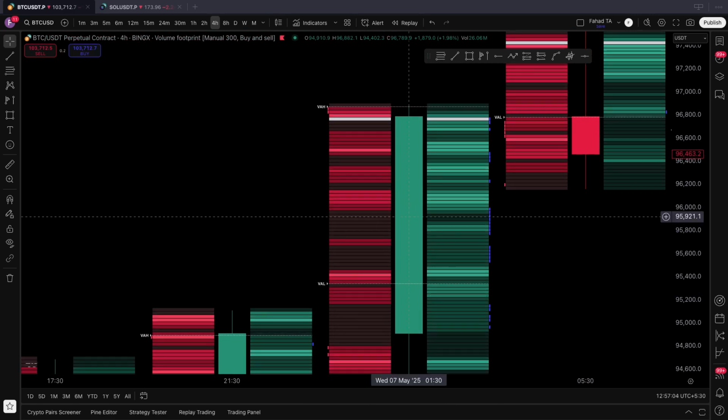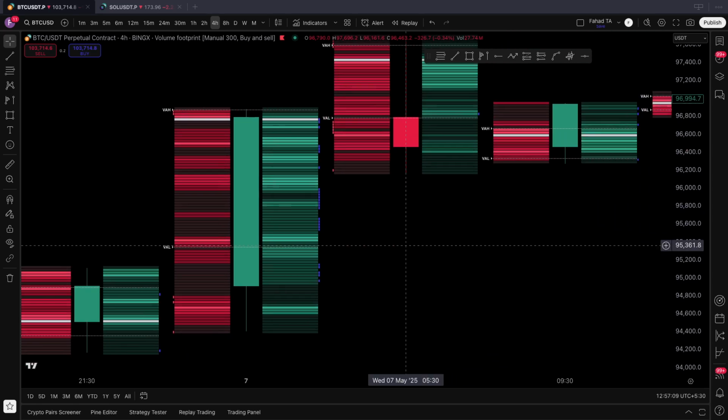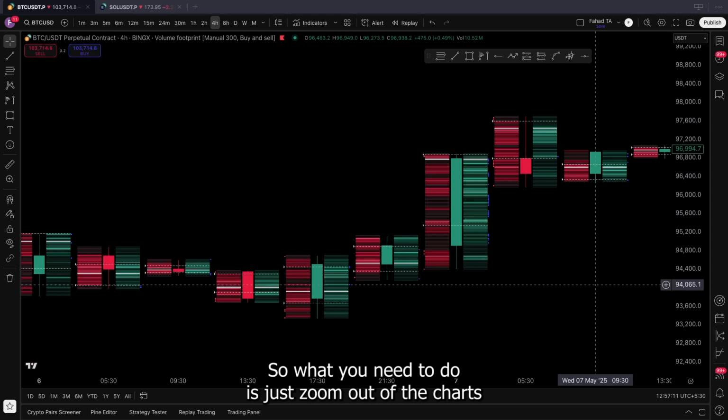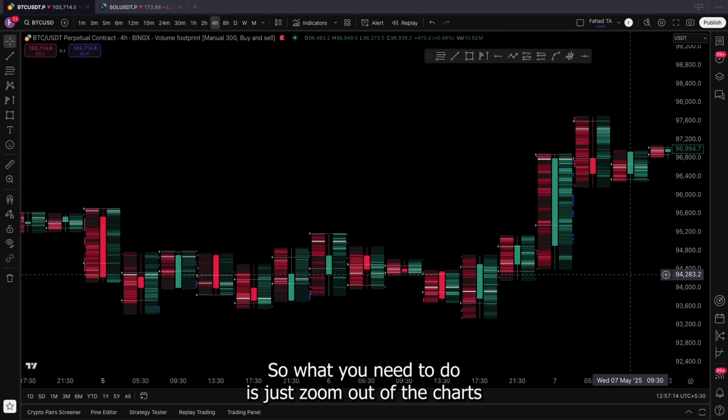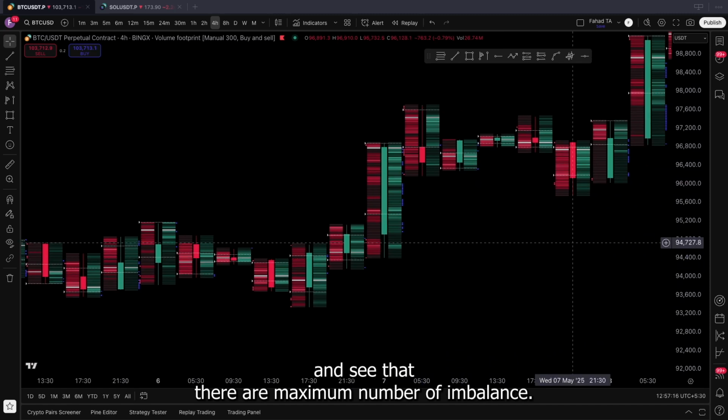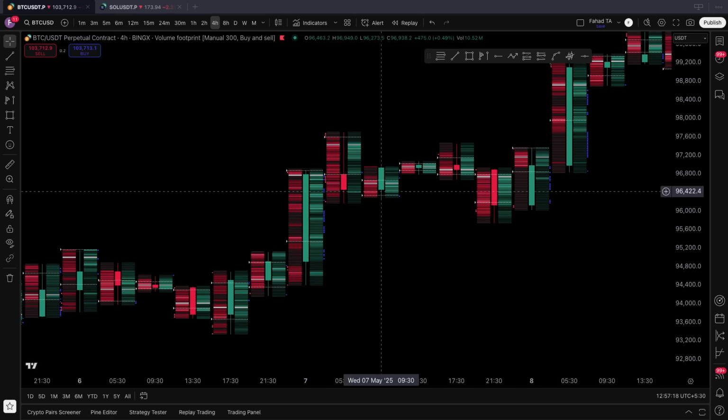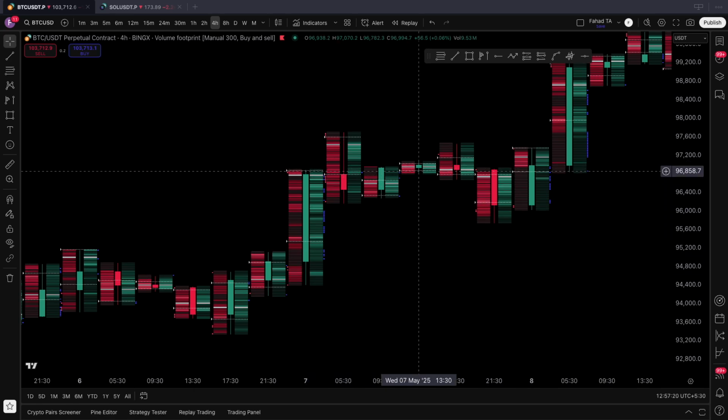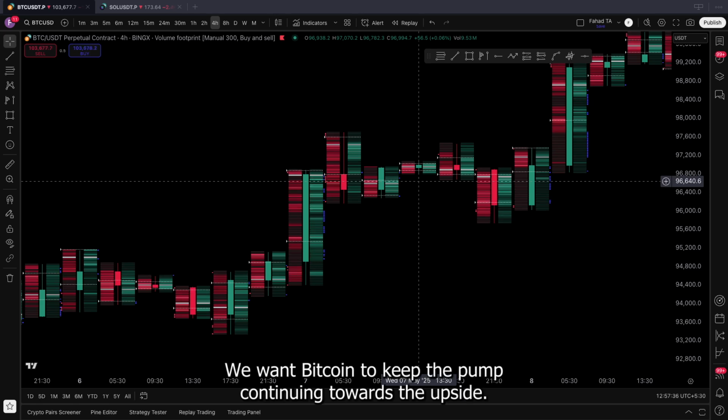You have your lines visible in front of the prices where there is a buying imbalance or a selling imbalance. So what you need to do is just zoom out of the charts and see where there are the maximum number of imbalances. Let's say we are trading somewhere around this area, at around 96,950. We are just trading around this area, and then we are looking for a very good support where we can get into a buying opportunity. Let's say our bias is bullish. We want Bitcoin to keep the pump continuing towards the upside.